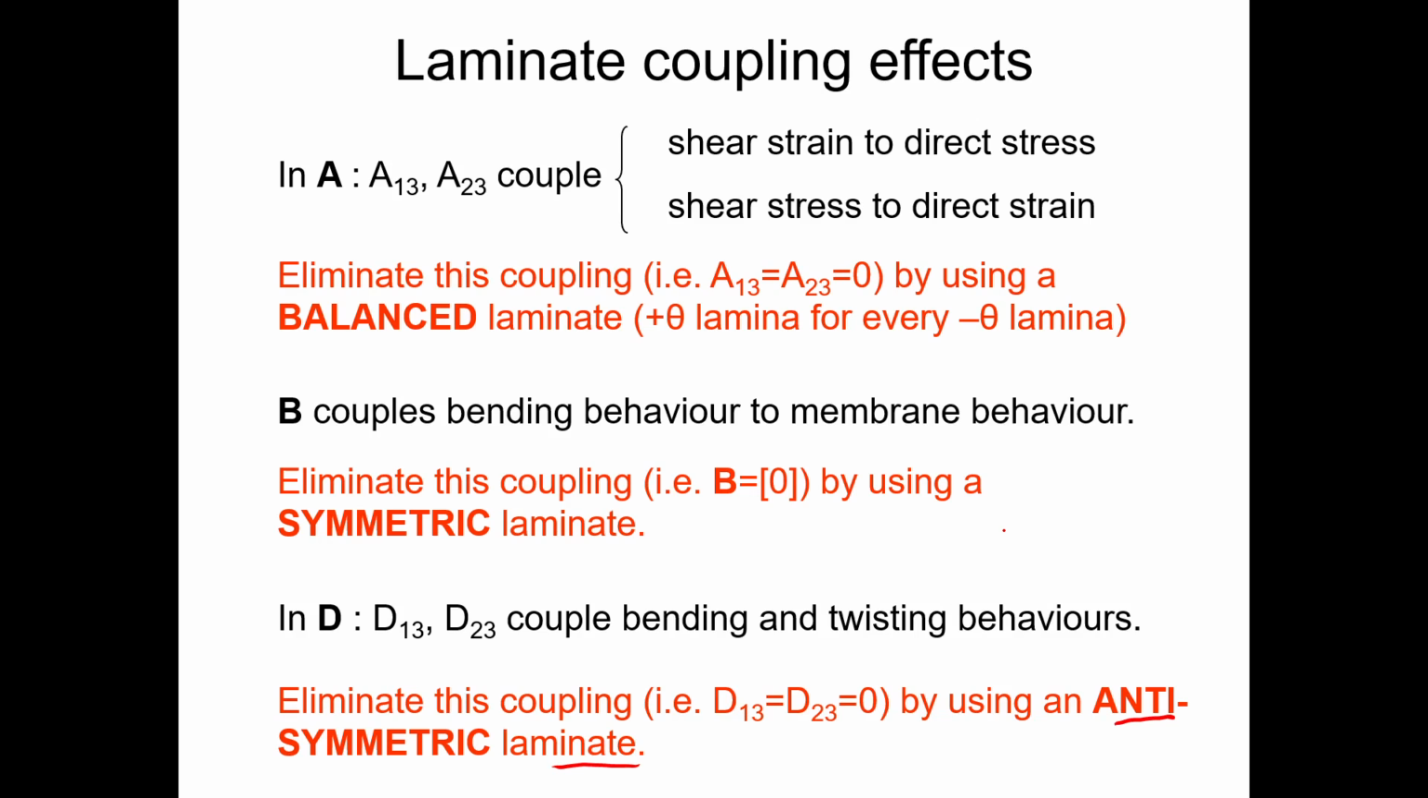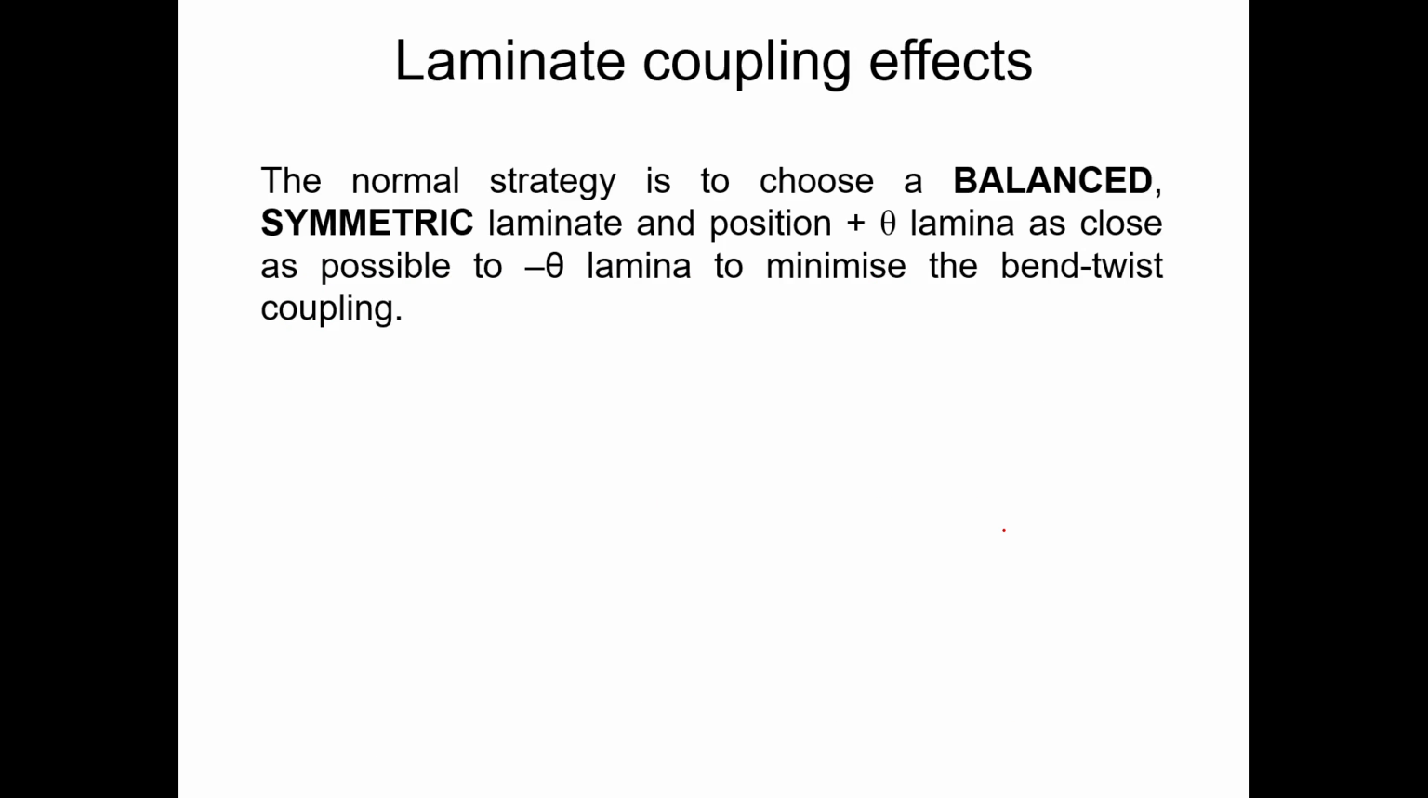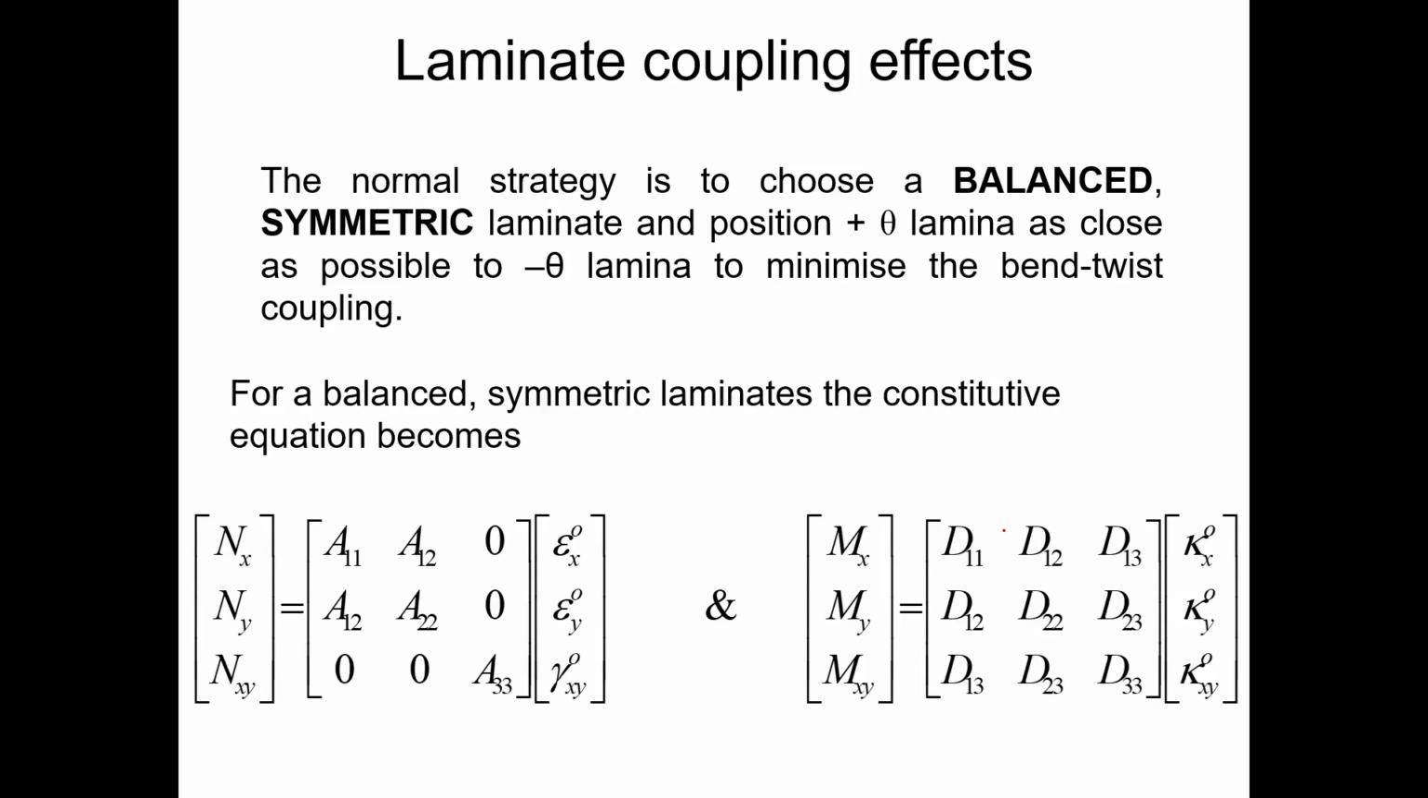You don't want that to happen, for example, in a wind turbine blade. So the normal strategy is to choose a balanced and symmetric laminate, and position the positive angle lamina as close as possible to the negative angle lamina to minimize the bending twist coupling. For a balanced symmetric laminate, the constitutive equation now becomes simpler. You can cancel some of the terms out, and B essentially just equals 0.